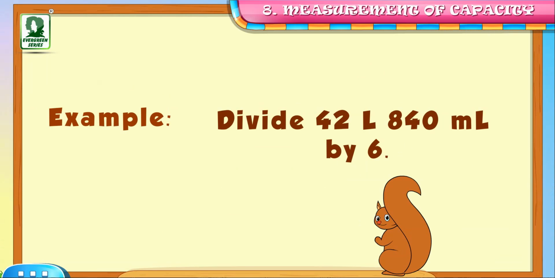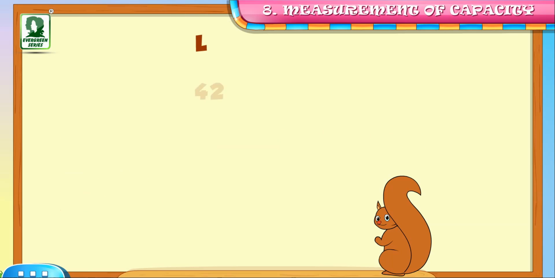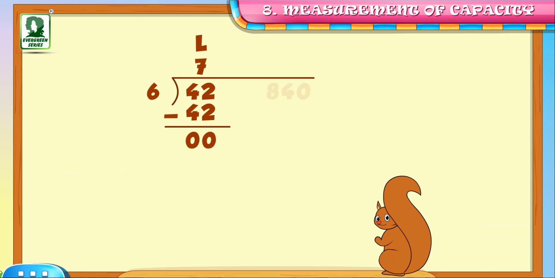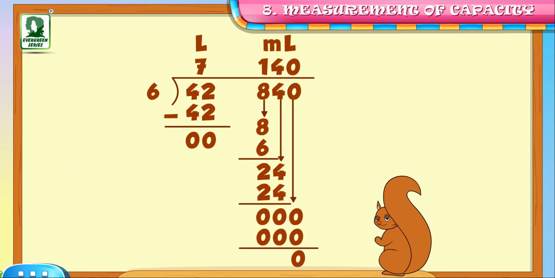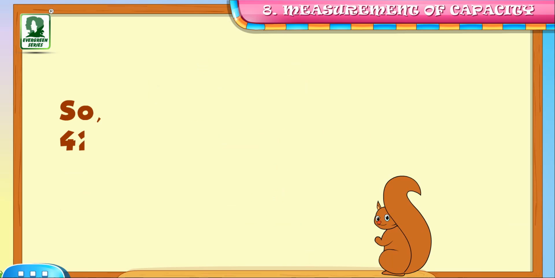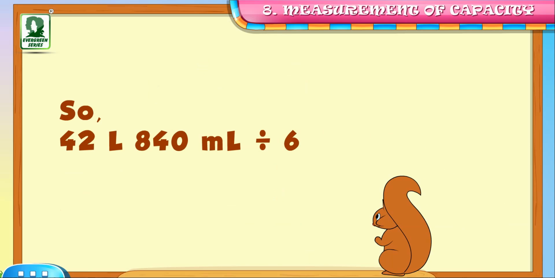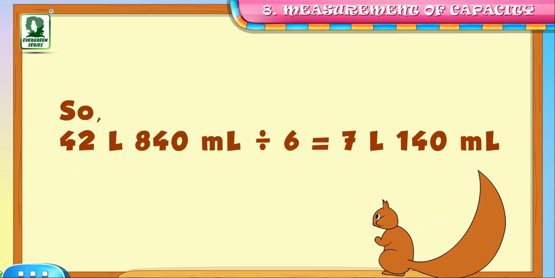Example: divide 42 liters 840 milliliters by 6. Solution: first divide 42 by 6, which is equal to 7. Then 840 milliliters divided by 6 is equal to 140 milliliters. So 42 liters 840 milliliters divided by 6 is equal to 7 liters 140 milliliters.